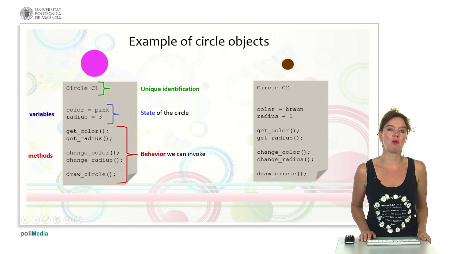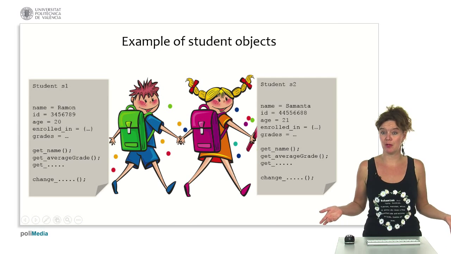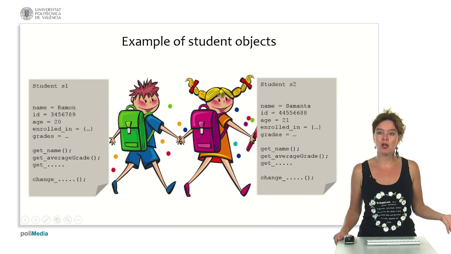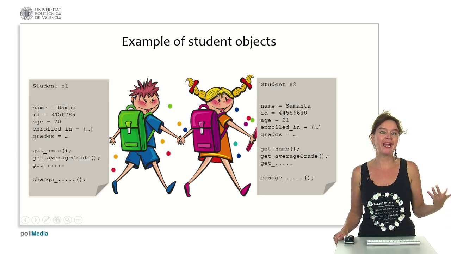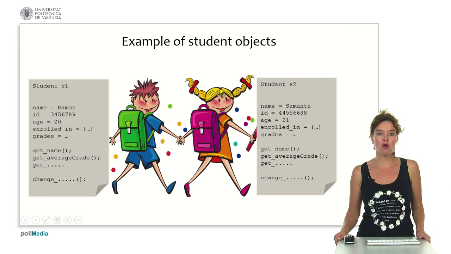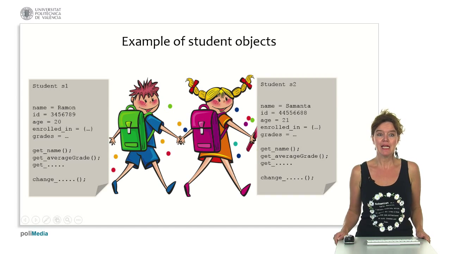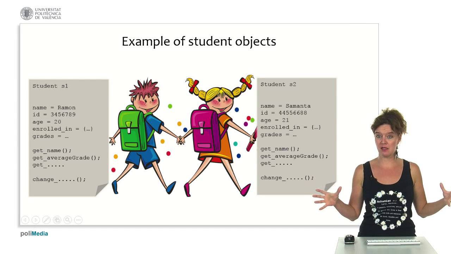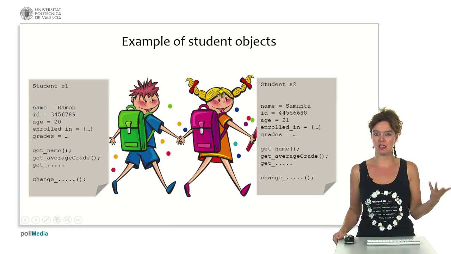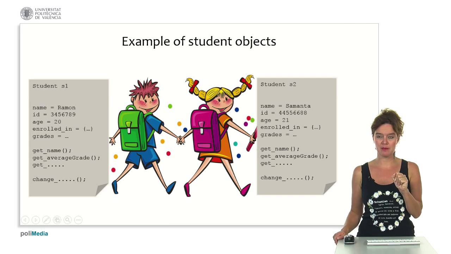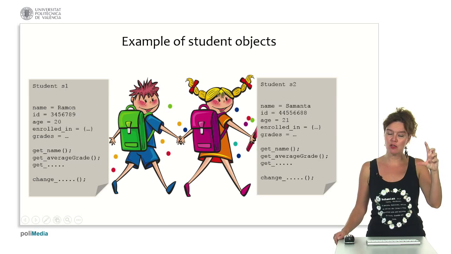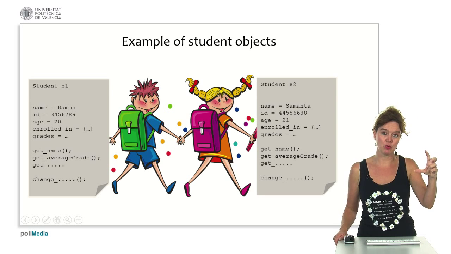So let's look at some more examples. Students can also be objects. So what attributes and what behavior do students have? For example, we can have a student that has the name Ramon. He's got a student identification number. His age is 20. He's enrolled in a set of subjects. And he's got some grades that are related to the subjects. So that is the state of this particular student whose name is Ramon.